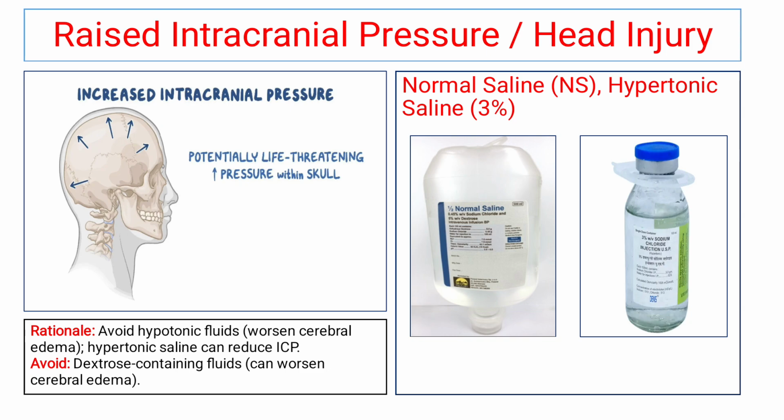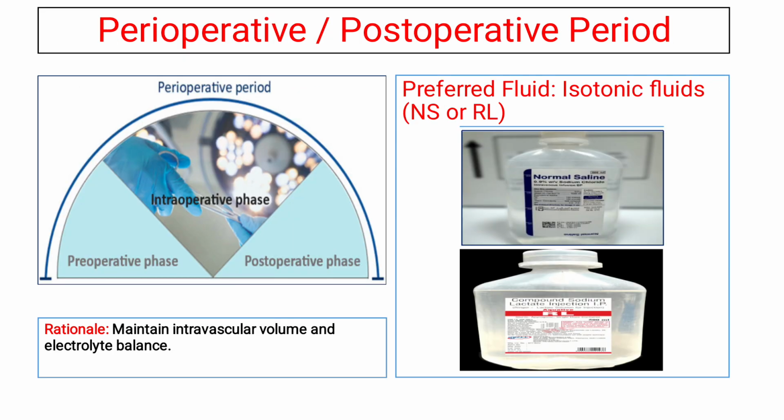In patients with raised intracranial pressure, normal saline or hypertonic saline is preferred. We should avoid hypotonic fluid because they worsen the cerebral edema, and hypertonic solution can reduce the intracranial pressure. We should avoid hypotonic solution and dextrose containing fluids because they worsen the cerebral edema.